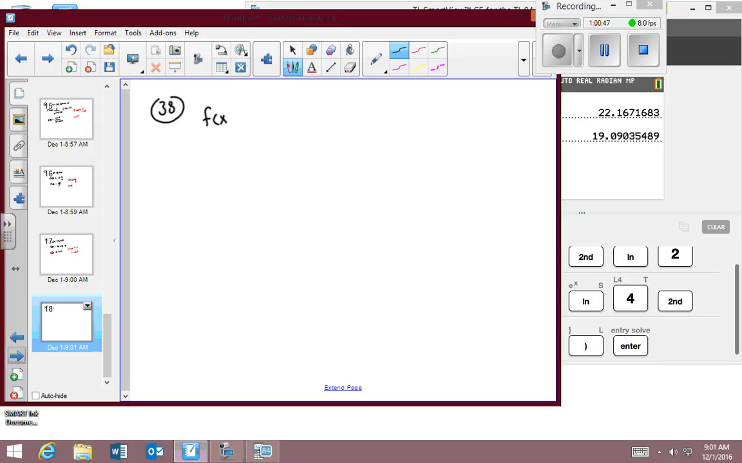f of x equals 12 ln 2. Now, those are just constants, so if you take the first derivative of that, it's got to equal 0, right? And they're saying f prime of x equals 0, so that's correct.